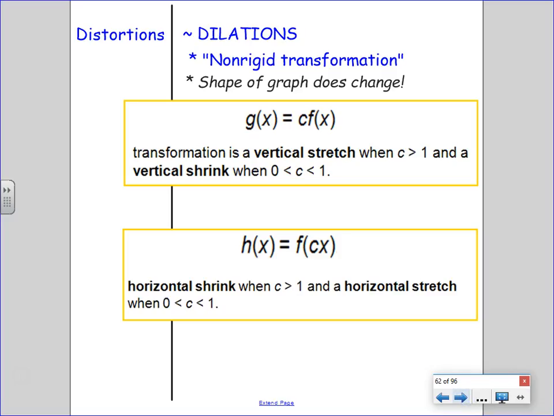There we are. Distortions. Otherwise known as, this is a nasty mathematical term, dilations.